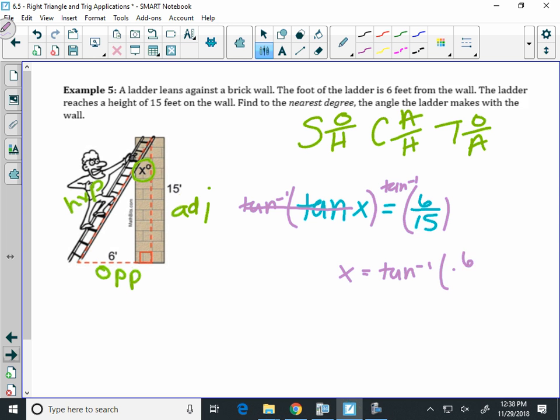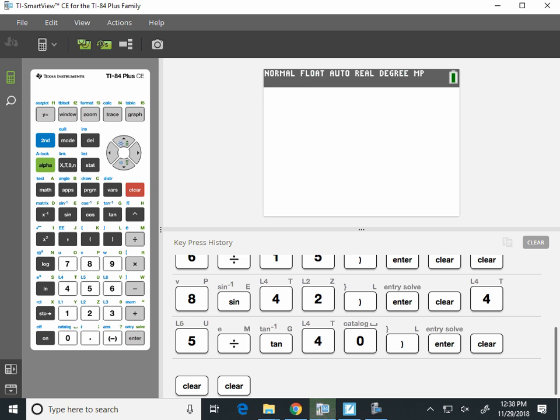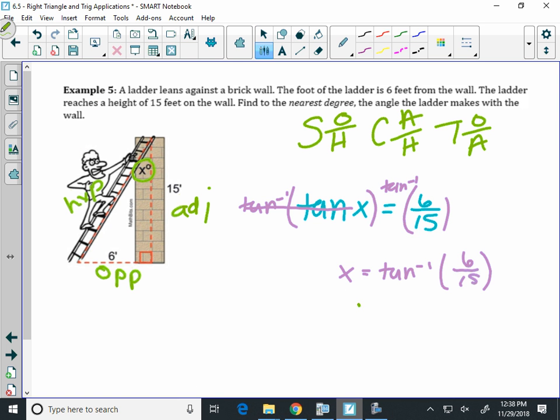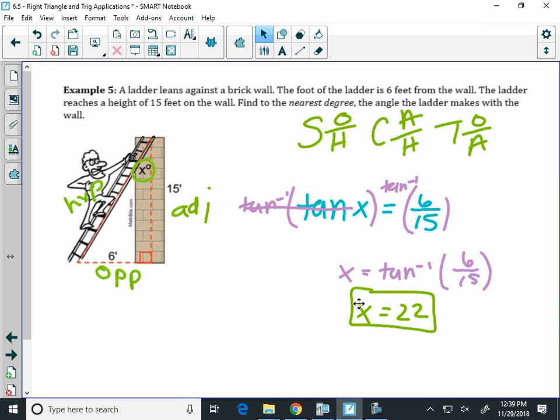To type it into your calculator, what do we have to press first? Second. Good. You have to hit second, and then tangent, and then type in that fraction. So you should get that. If you were to round to the nearest whole number, it rounds to what? 22. Oh, just the trig ratio. The fraction stays exactly how it is. It's 22 degrees. Yes.